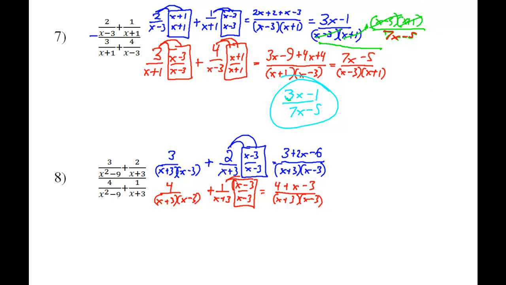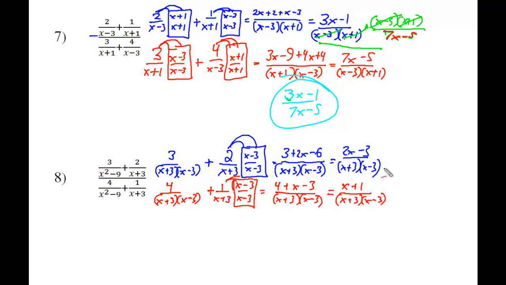Now, I'm going to go back and just do a little bit more work with each of these fractions here. On the top here, you'll notice that I have 3 plus 2x minus 6. So this becomes 2x minus 3 over x plus 3, x minus 3. And down here in the bottom, you'll notice I now have x, and then 4 minus 3 is just going to be 1. So this leaves me with x plus 3, x minus 3.